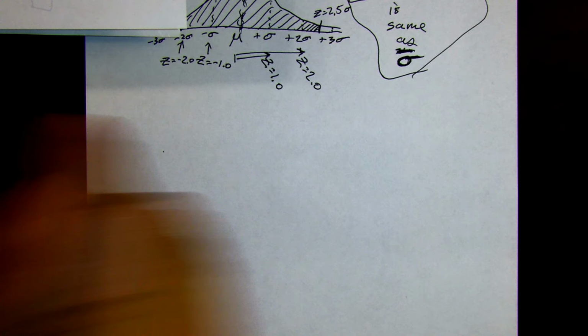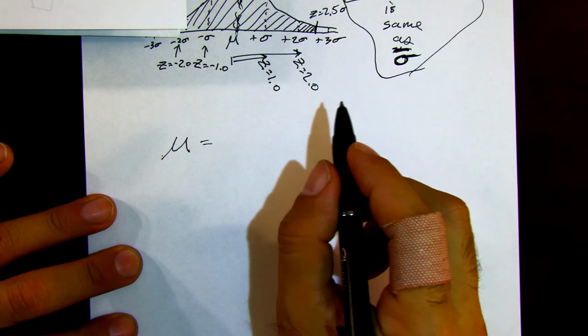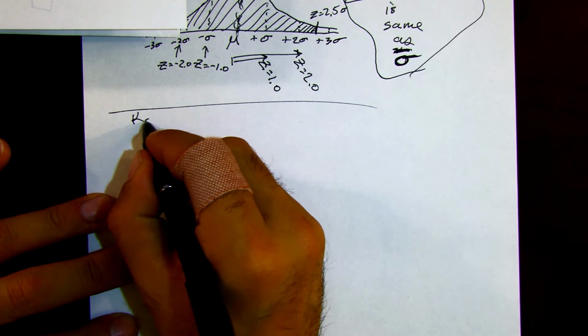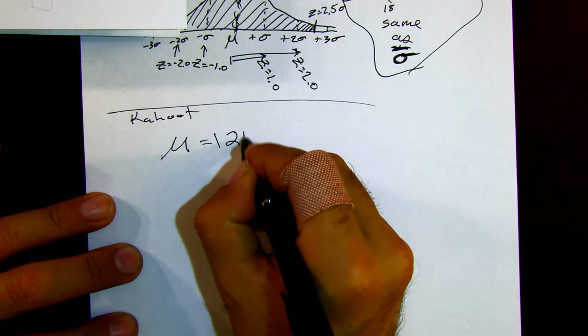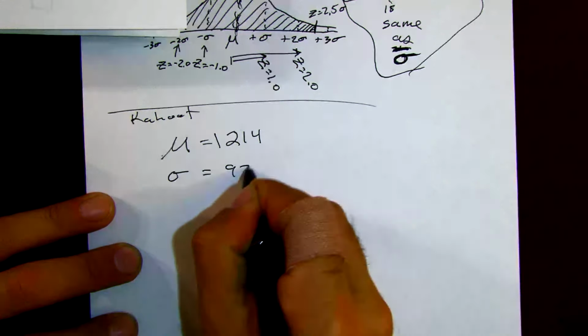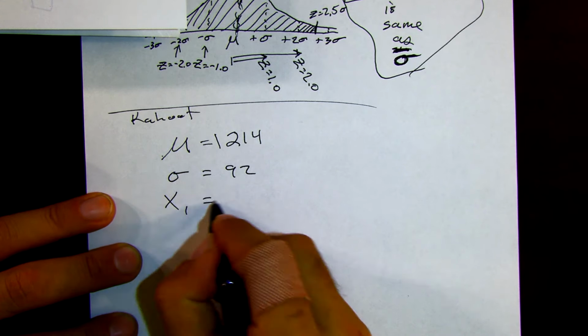We had the mean weight. Our mean is, let's see, this is the first word problem in the Kahoot. Okay, so the mu is 1214. Standard deviation is 92. How many standard deviations from the mean would a steer x sub 1 of 1,000 be?